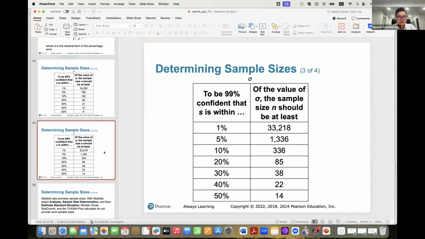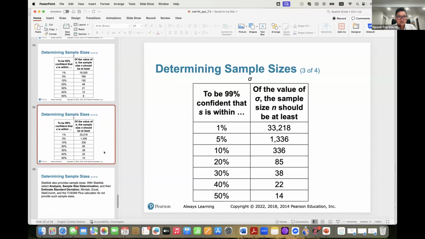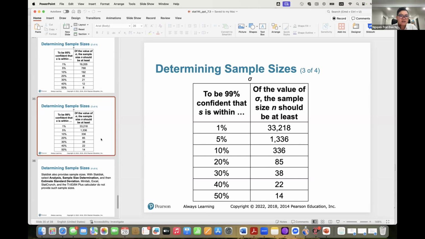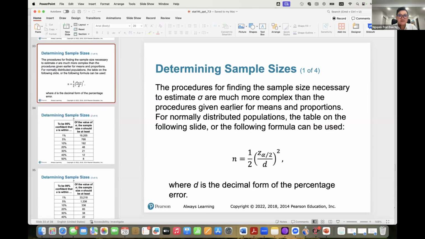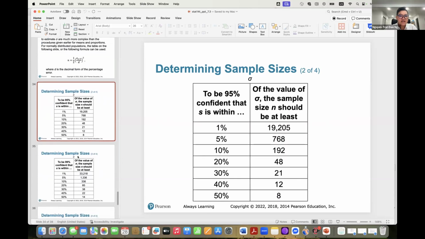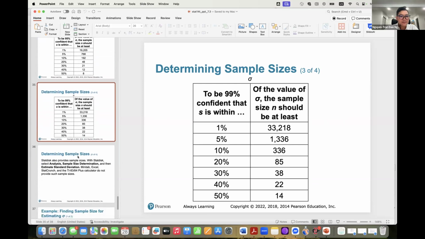The difference between this table and the above table is to be 99% confident that S is within these percentages of the values of sigma, the sample size should be at least this many. In this case, the confidence level is changed from 95% in the previous table, right, to 99% in this table.